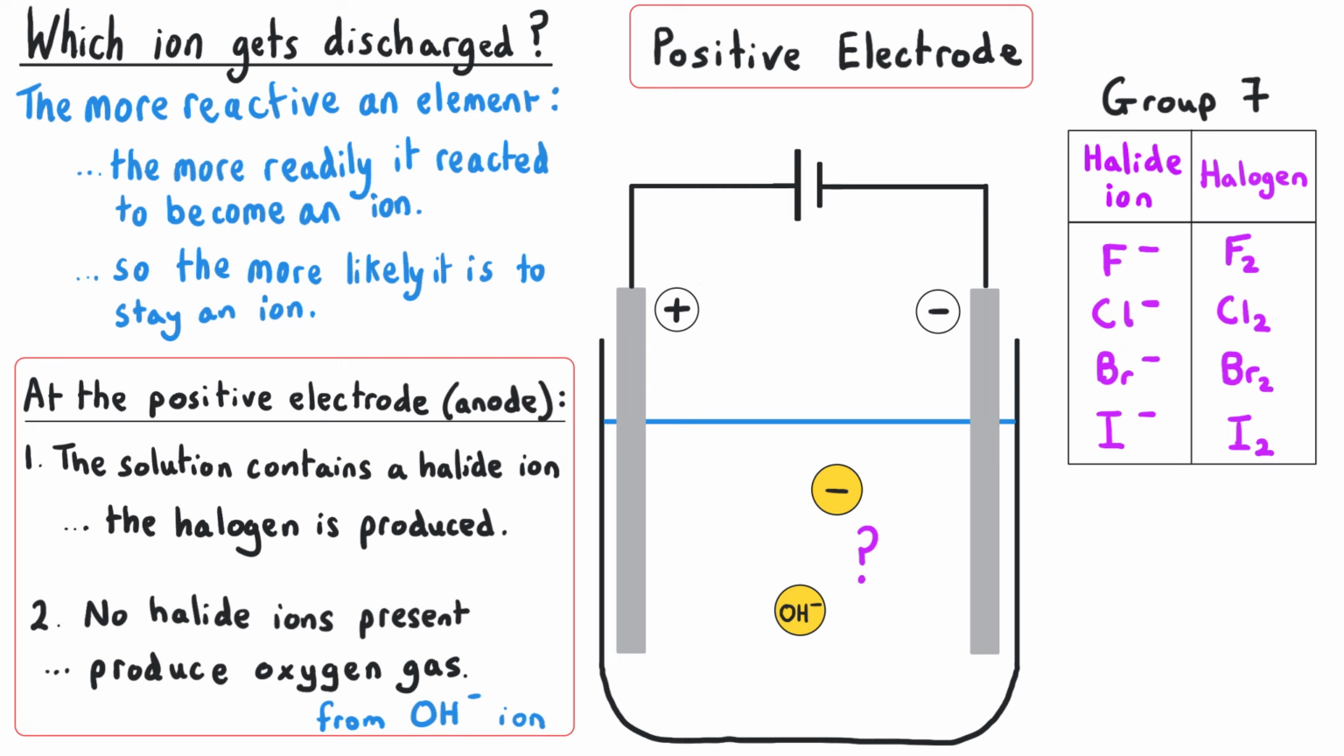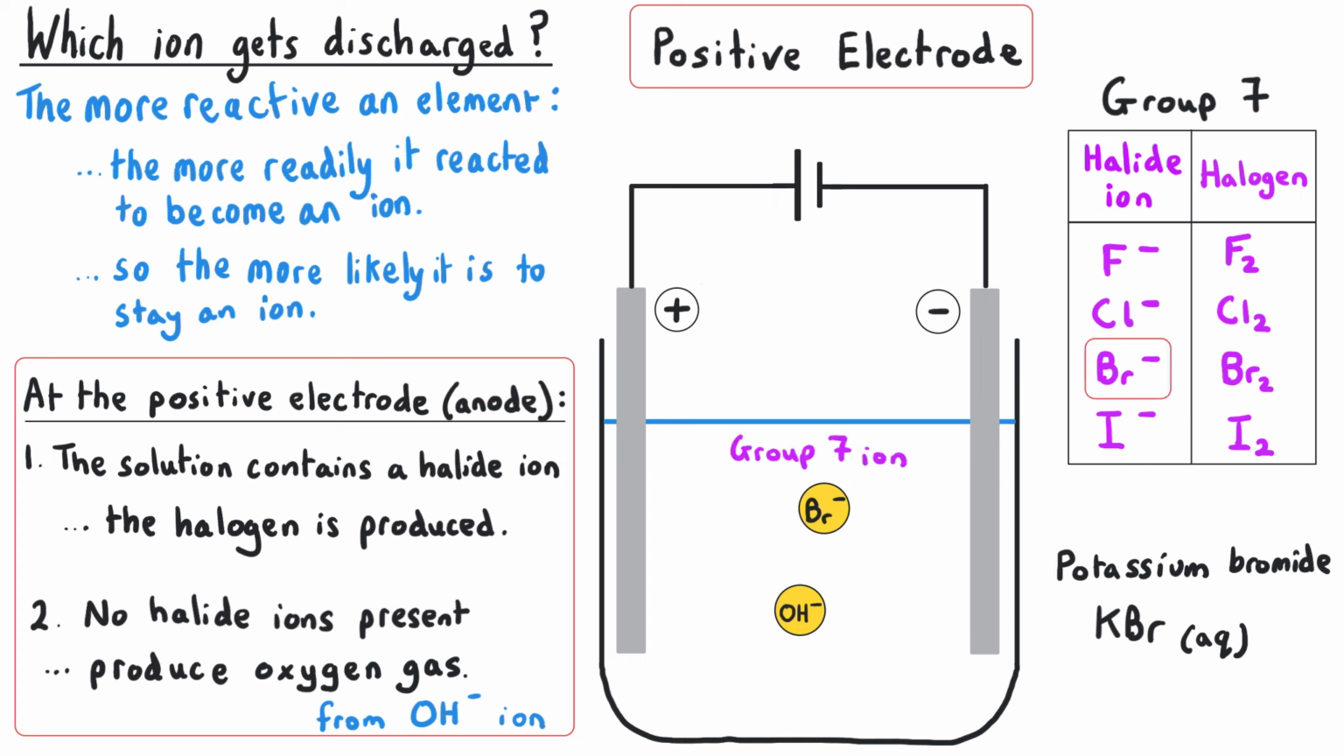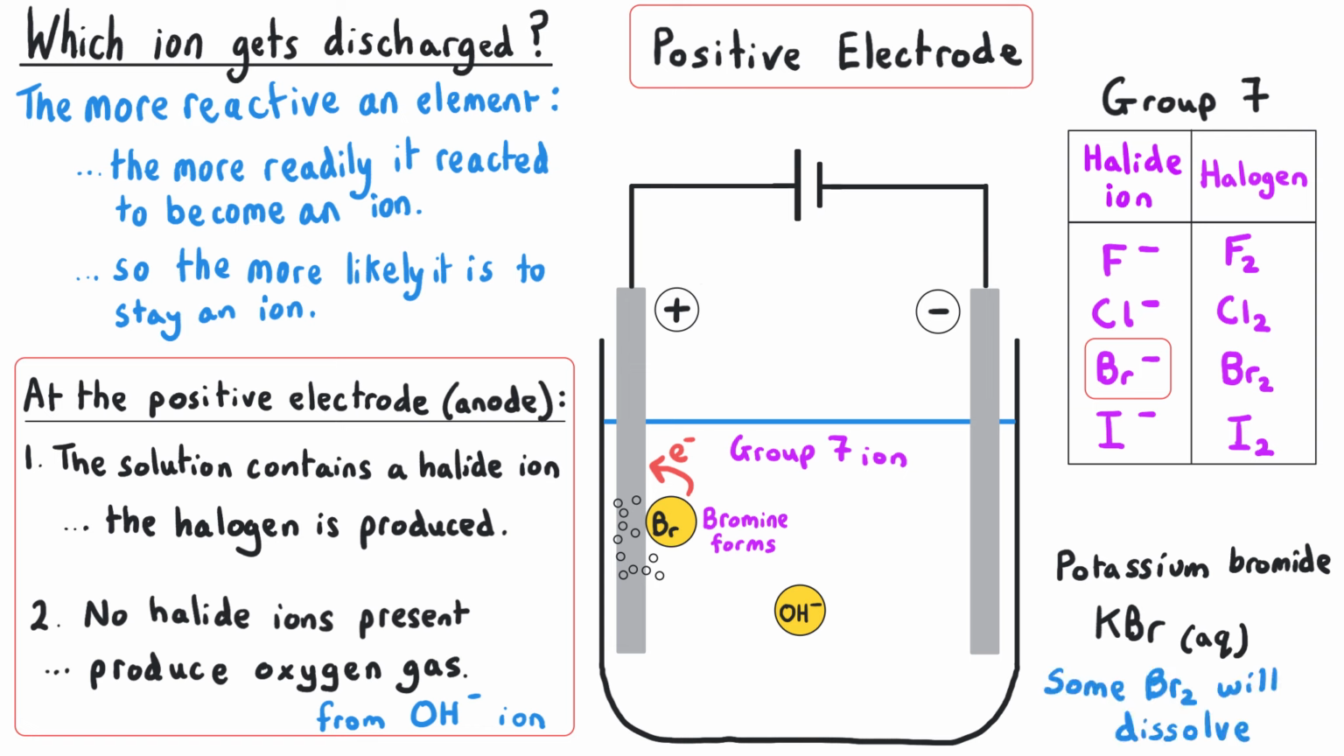And so if we consider the same examples as before, first potassium bromide, we have got the two ions, bromide and hydroxide. And so we look down group 7 of the periodic table and we find that we've got the element bromine in the bromide ion. And so that means that the bromide will be the ion attracted to the positive electrode. And when it gets there, it will get discharged and produce the element bromine. And we might well expect to see the production of a gas at this electrode.